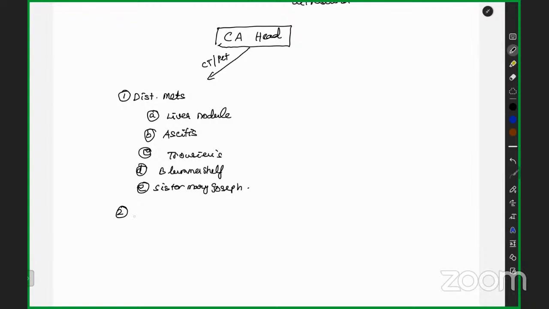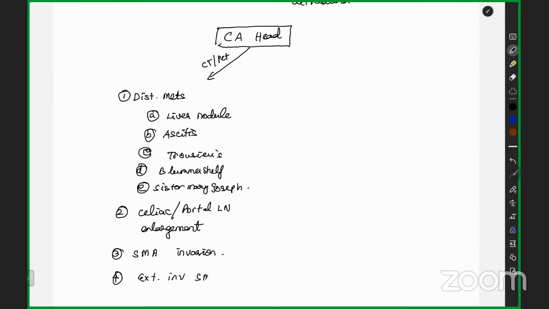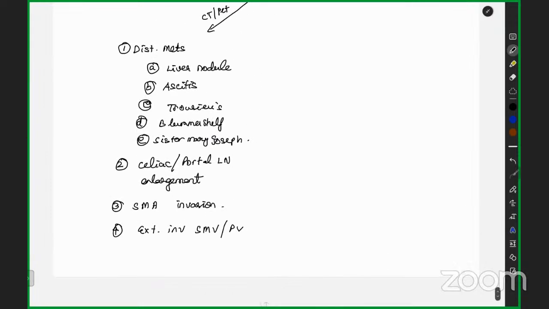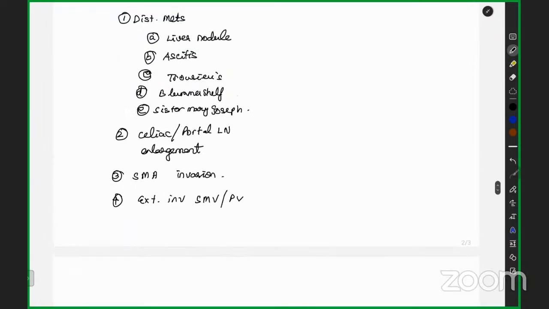Number 2, we are going to look for celiac and portal lymph node enlargement. And number 3, we are going to look for superior mesenteric artery invasion, and extensive involvement of the superior mesenteric vein and portal vein. Okay, so for all these things, you are going to perform a CT scan or PET scan.